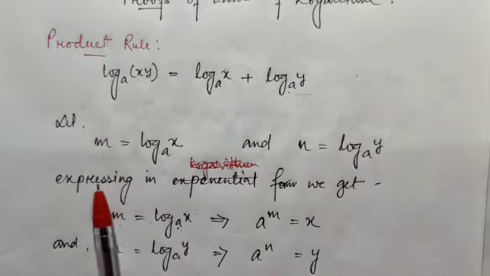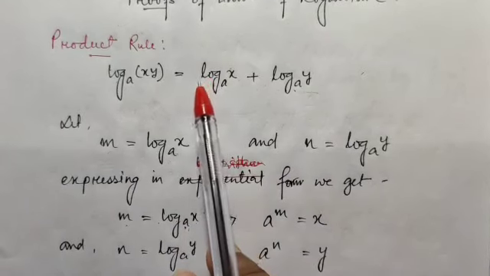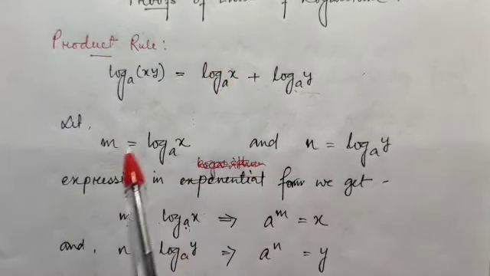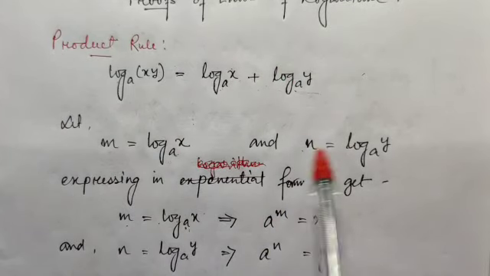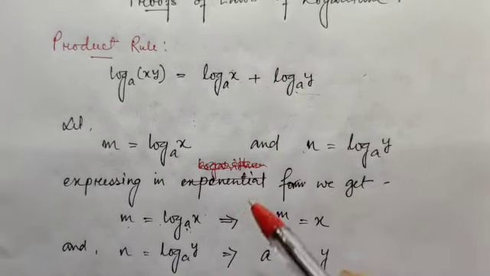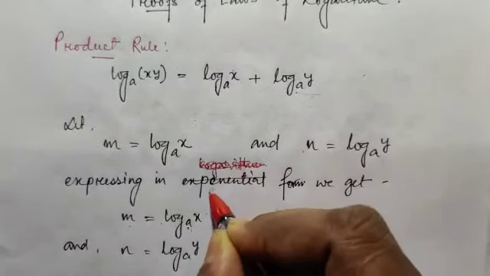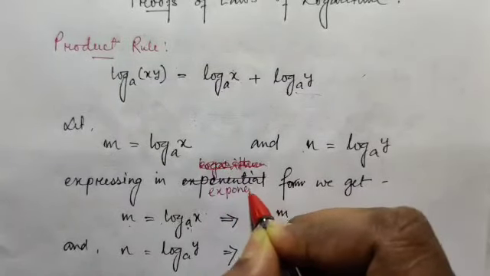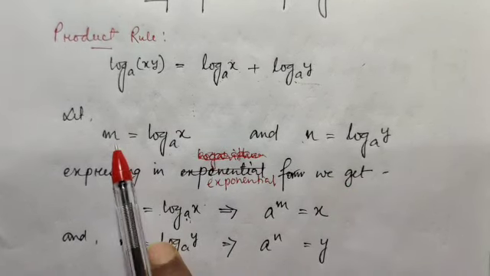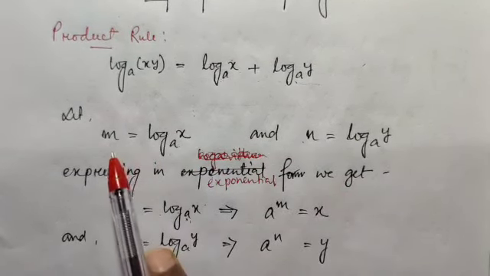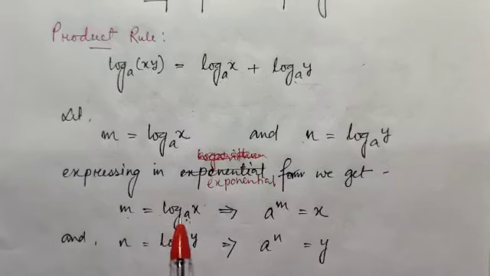Now what is the proof? Let us take the value of this log be some number m and the value of this log be some number n. Now when you express this in the exponential form, what do we get? This is the part we have considered, that m is equal to log x with respect to a.